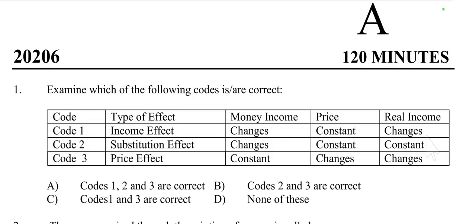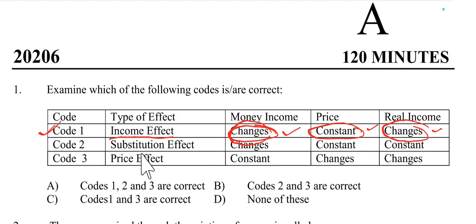If we see the income effect, it means change in income, but here the price of the goods remains constant, only money income changes, money income rises or falls. Then what is the effect on real income? So this is right, in income effect only money income changes and price remains constant. When money income changes, real income also changes. So here code 1 is correct.